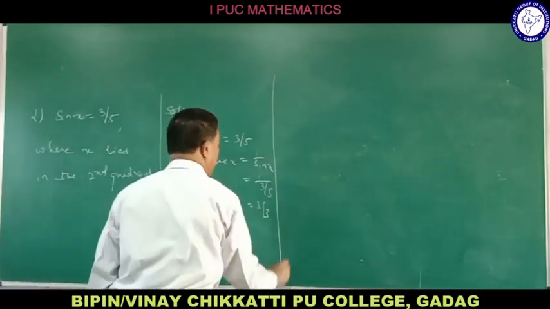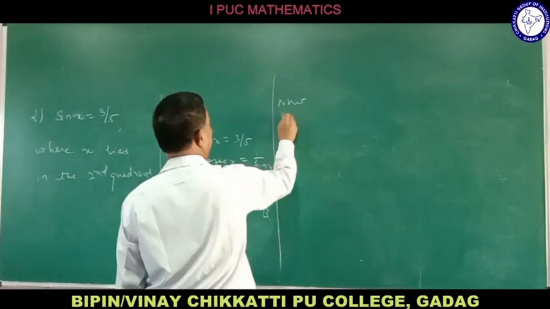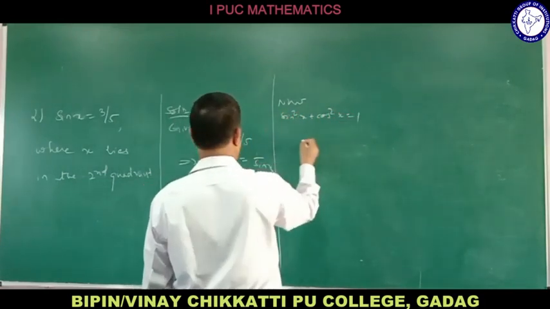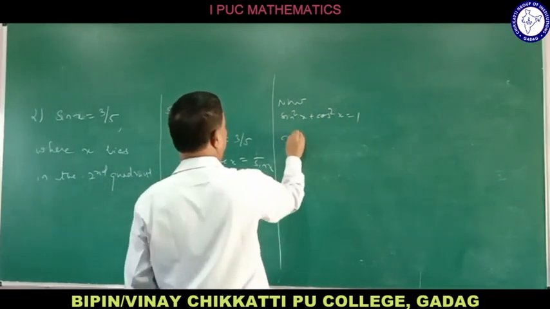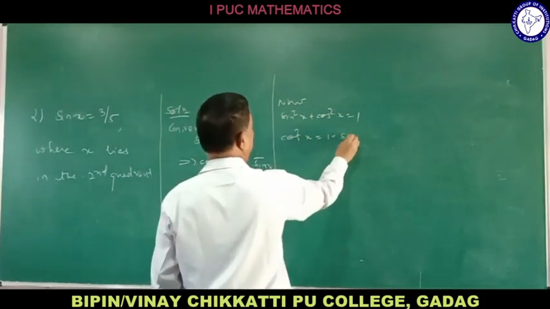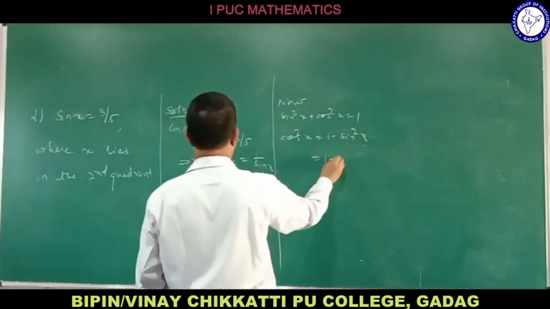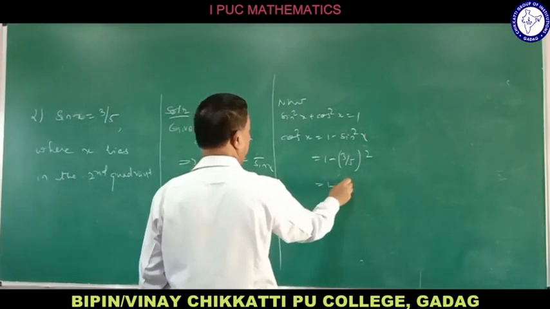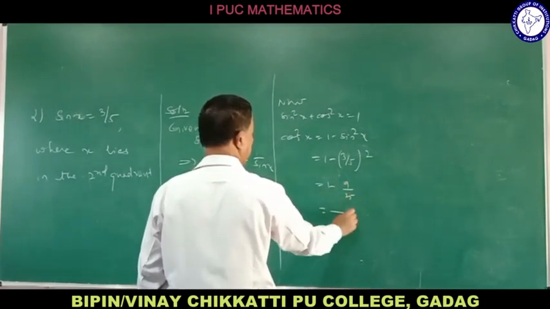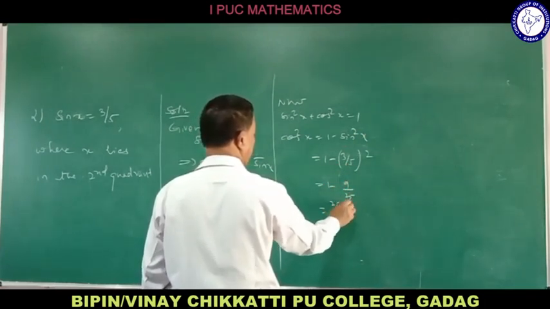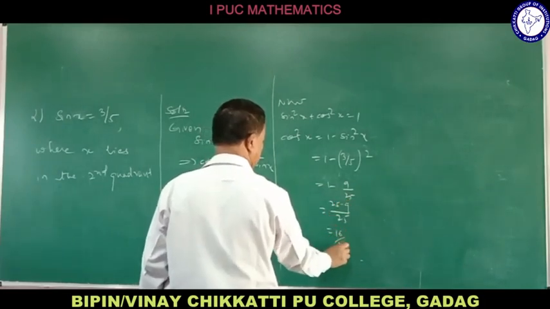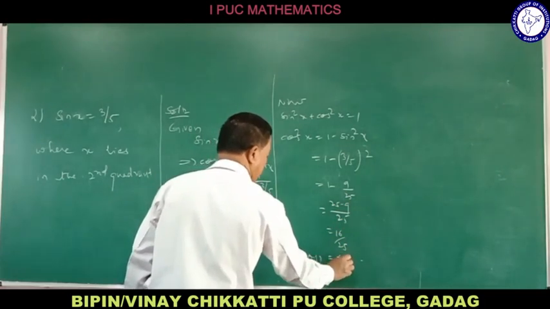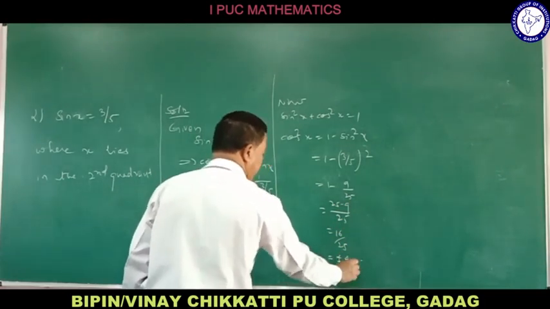Now, when you see that identity, sin square x plus cos square x is equal to 1. So we have to find out cos square x is equal to 1 minus sin square x. So this is sin x is how much? 3 by 5 whole square. So this 1 minus 9 by 25. This is 25, and 25 minus 9, that is 16 by 25. So cos x is equal to plus or minus 4 by 5.